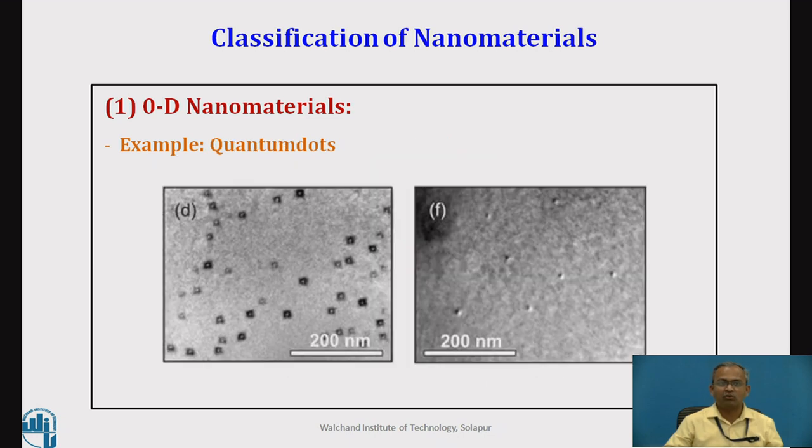The next example of zero-dimensional nanomaterials is quantum dots. A quantum dot, also termed QD, is a semiconductor nanocrystal that exhibits unique optical and electronic properties due to the quantum confinement effect. The sizes of quantum dots typically range from 2 to 10 nanometers. Here we have the transmission electron microscope images of indium arsenide quantum dots grown over a gallium arsenide substrate.